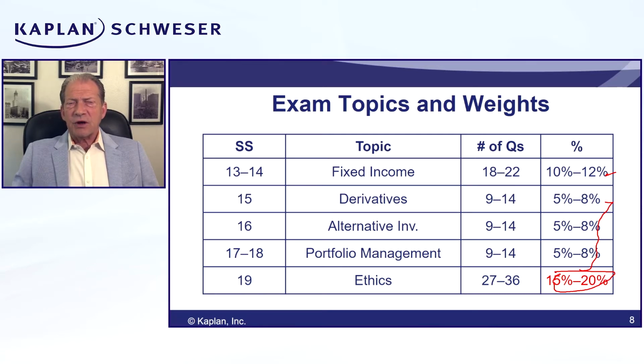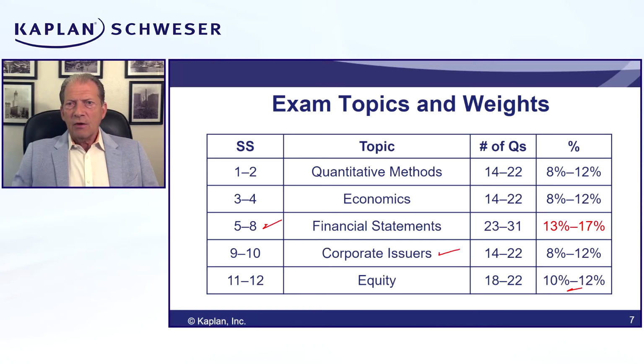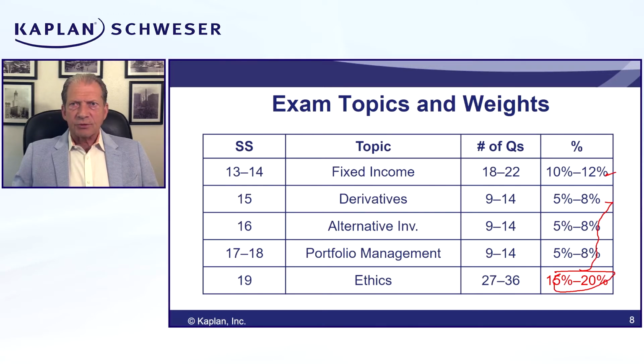And then after that we had fixed income. And if we go back here just for a second, we can see that equity is that same size. So quantitative methods, economics, corporate issuers, all about 10%. And then those 3 smaller ones, derivatives, alternative investments, and portfolio management.